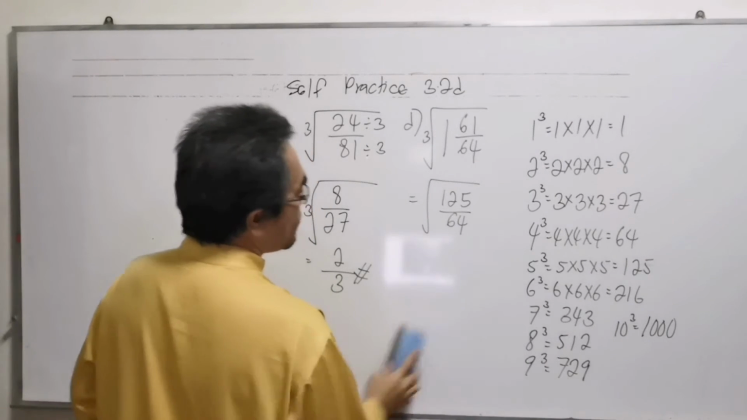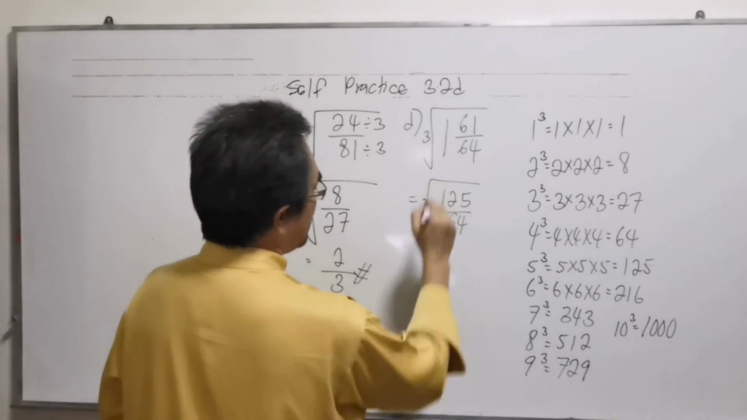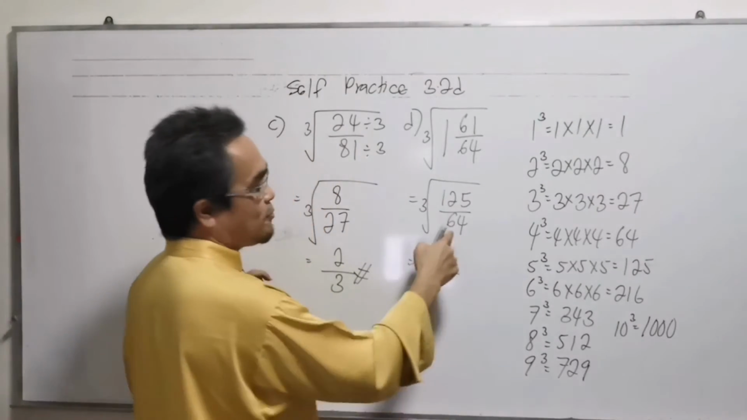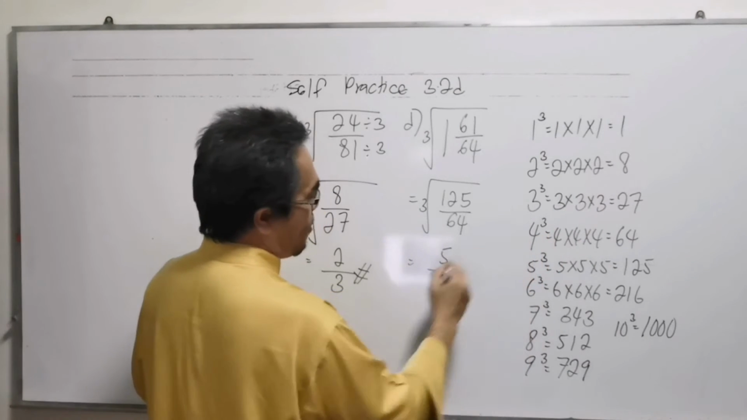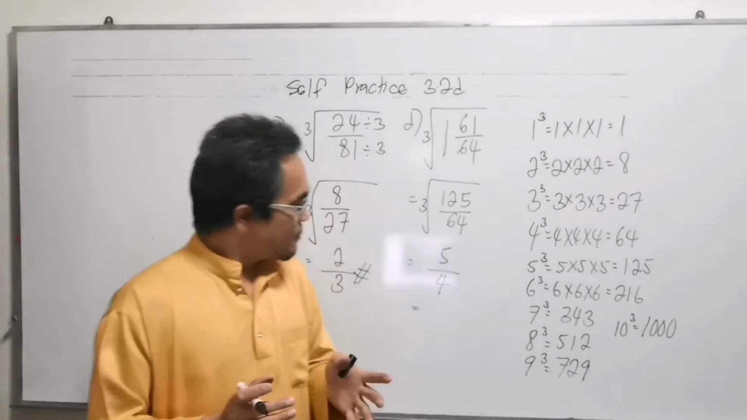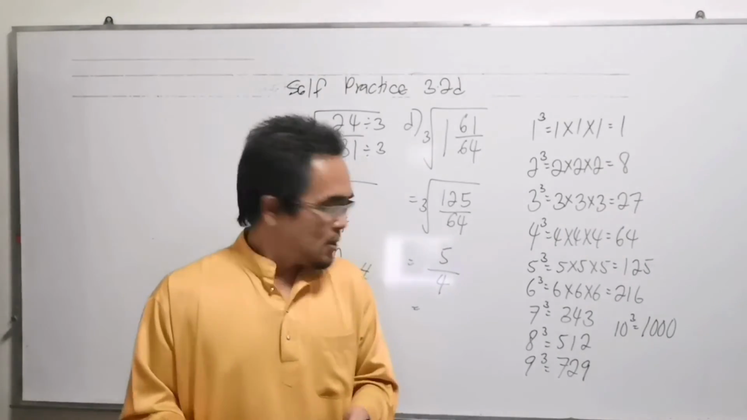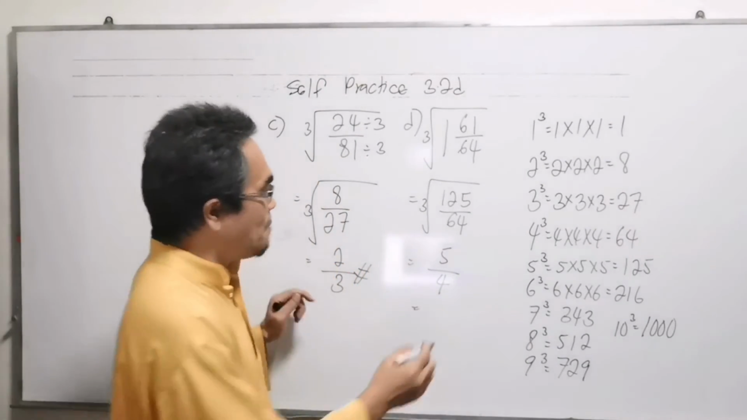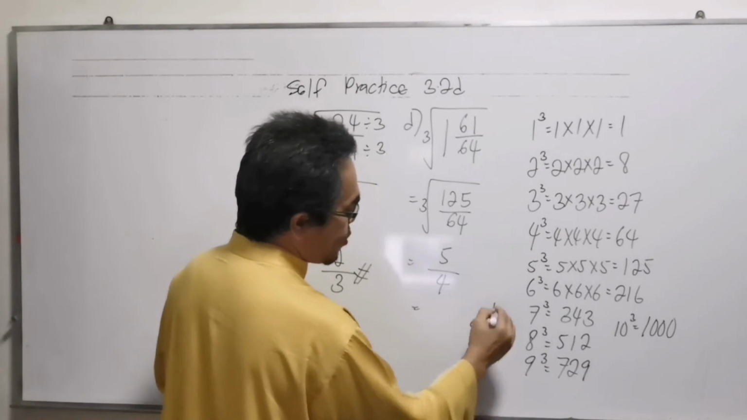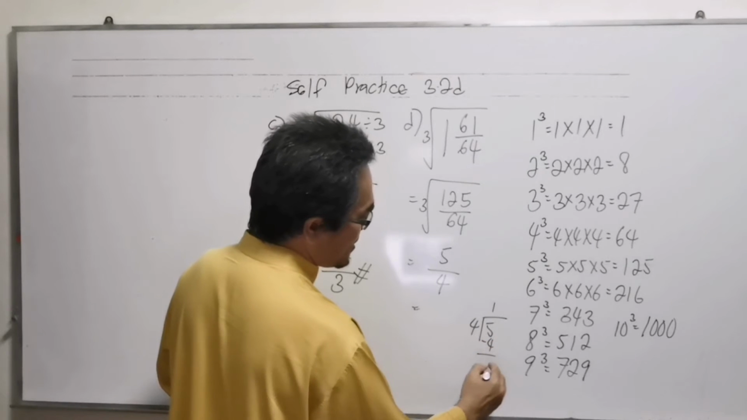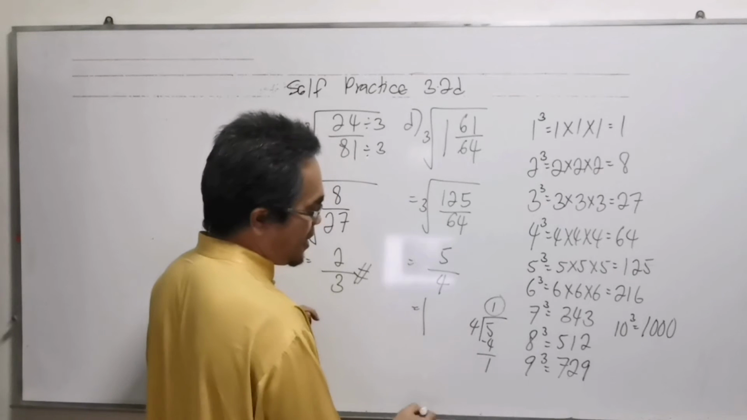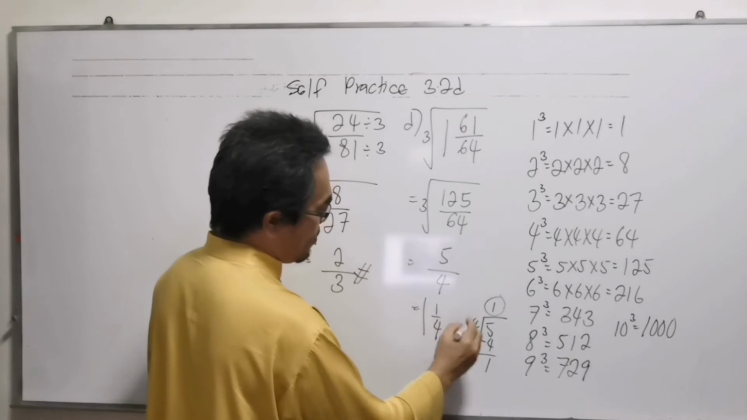So cube root of 125 will be 5. Cube root of 64 will be 4. Because the question is in mixed number, I'm going to change this to a mixed number. That is 5 divided by 4 will be 1 there, then minus, you get 1. So this one is a big 1 here, then this is 1 over 4.